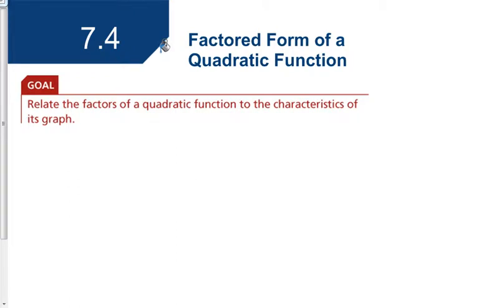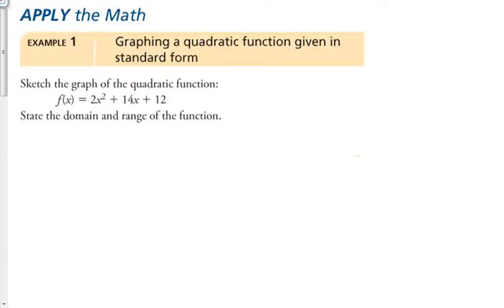7.4 Factored form of a quadratic function. Our goal for this section is to relate the factors of a quadratic function to the characteristics of its graph. Let's do an example. Graphing a quadratic function given in standard form.